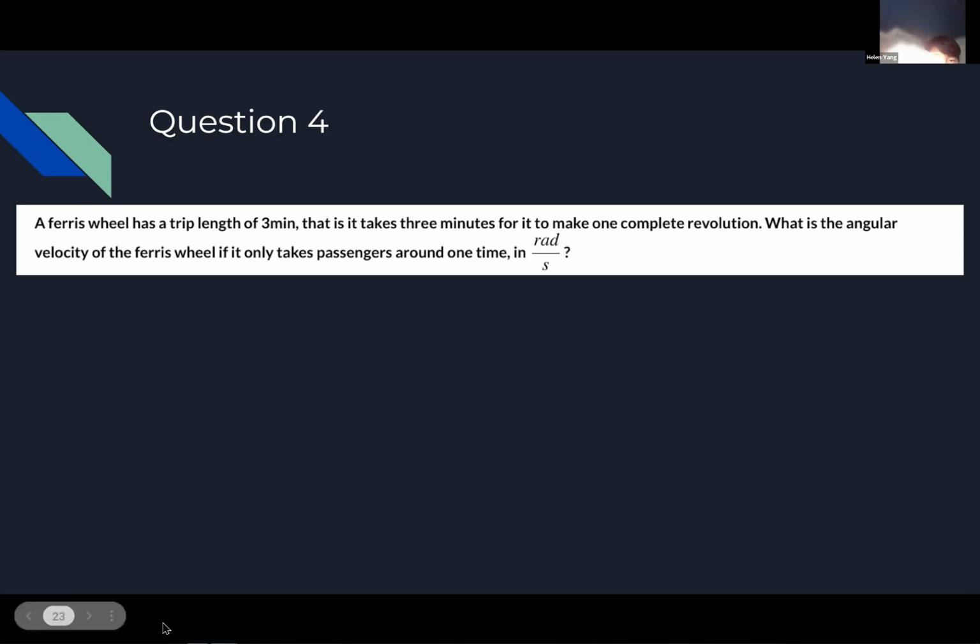Okay, so for this question, it says a Ferris wheel has a trip length of 3 minutes. It takes 3 minutes for it to make one complete revolution. What is the angular velocity of the Ferris wheel if it only takes passengers around one time, in radians per second? So the equation is the angular velocity is equal to theta over t.